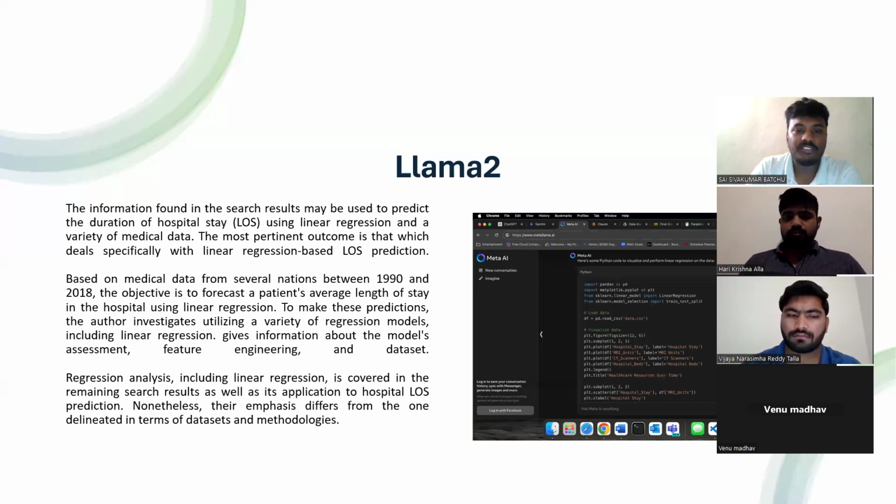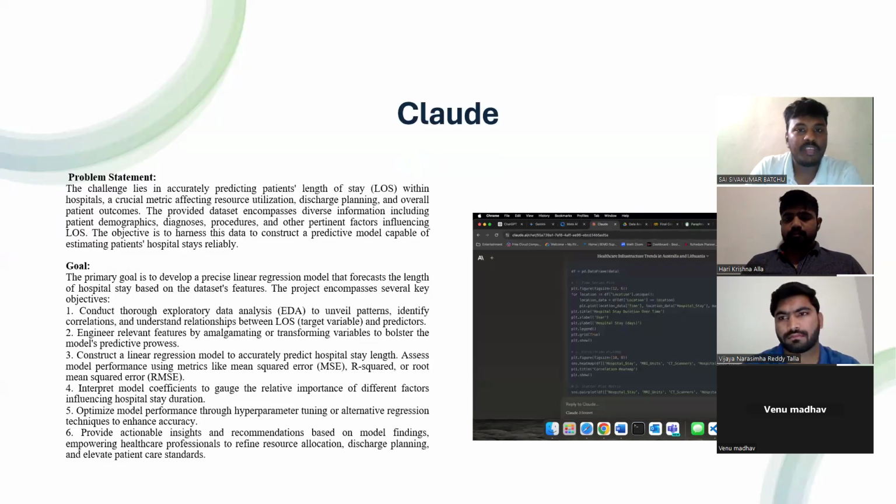And coming to Llama 2, the information found in the search results may be used to predict the duration of the hospital stays, and this is the same which we have done through Claude.